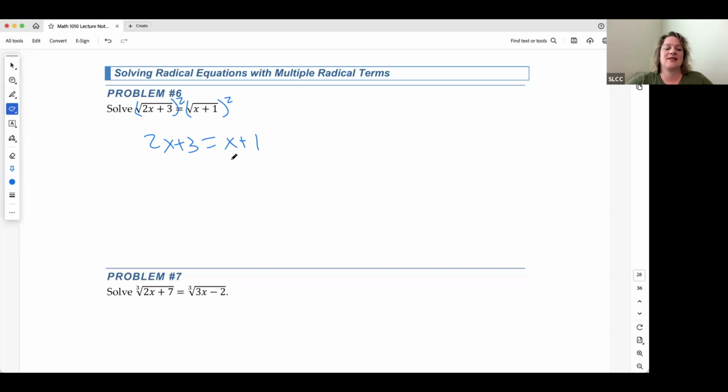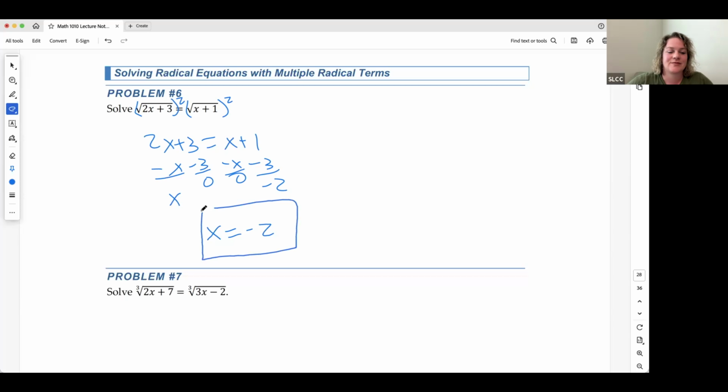I'm home free. Combine the like terms by subtracting x from both sides and subtracting 3 from both sides, and I see that x equals -2. Then I plug it back in to check if it's true. If I plug in -2, this gives me -4 plus 3, so -1. And if I plug in -2 on the right side, it gives me -1. So the square root of -1 equals the square root of -1. And that is true. So your answer is x equals -2.